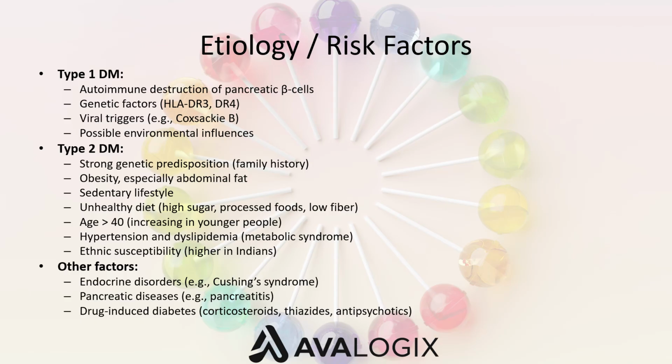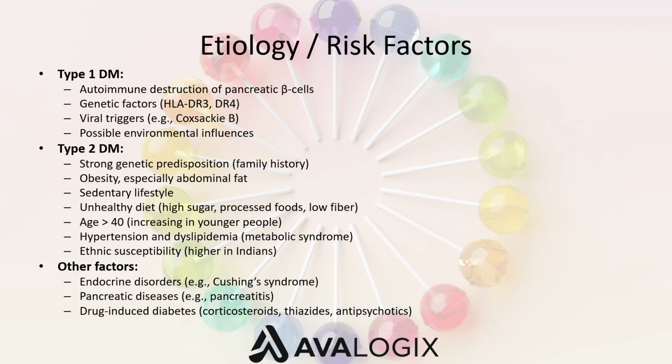Now, moving to type 2 diabetes, which is far more common. Genetics again is important. If someone in the family has diabetes, the risk increases. But lifestyle factors have a huge impact here. Obesity, especially excess fat around the abdomen, is a major culprit. A sedentary lifestyle and unhealthy diets, especially those high in sugar and processed foods but low in fiber, also contribute heavily. Although type 2 diabetes typically affects people over 40, we're seeing it more in younger individuals these days.